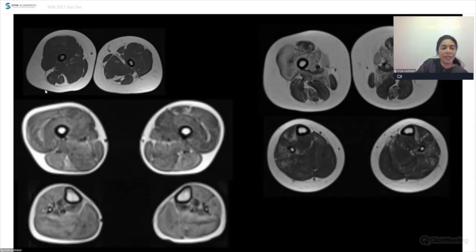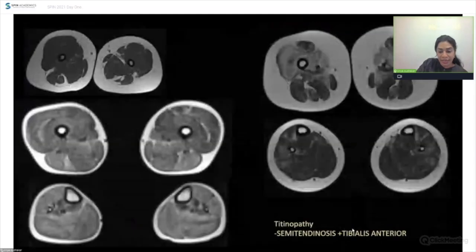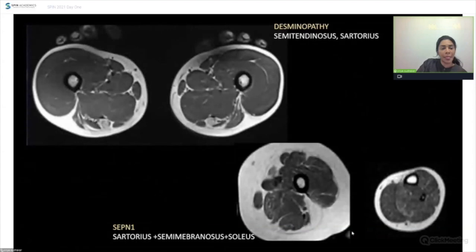Another case with significant involvement of the semitendinosus as well as the tibialis anterior. Although the other muscles are involved, the combination of semitendinosus and tibialis anterior involvement is very characteristic of a tendinopathy. So the specific muscle involvement can sometimes clinch the diagnosis. For example, in a desminopathy, it is the semitendinosus which is involved, whereas in SEPN1, you can see that it is the sartorius as well as the semimembranosus that is involved.